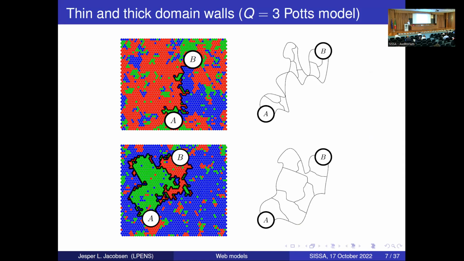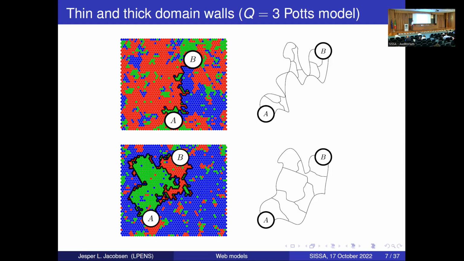Okay, so here are two configurations of a three-state Potts model, and I have drawn some small neighborhoods around A and B. In the upper picture, there is a connected piece of red color that connects A and B, and there's a connected piece of blue color connecting A and B. And in between those two, there is a domain wall.